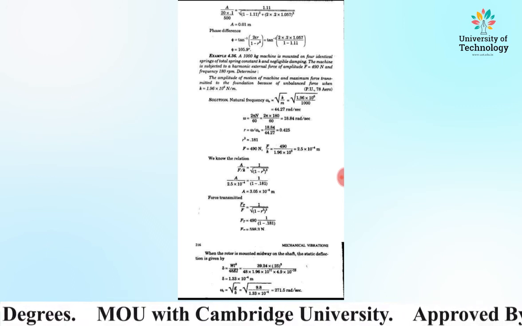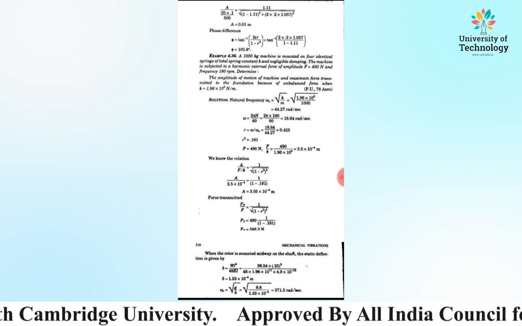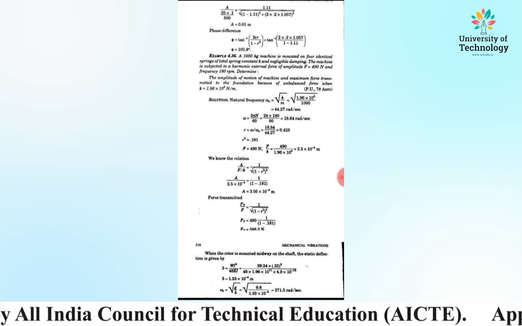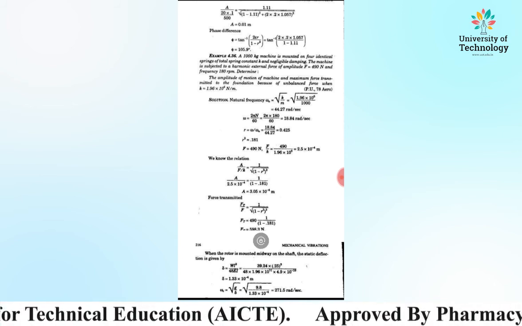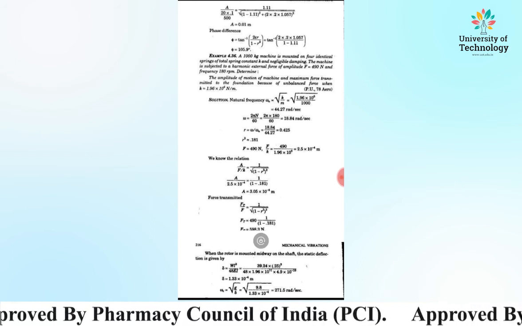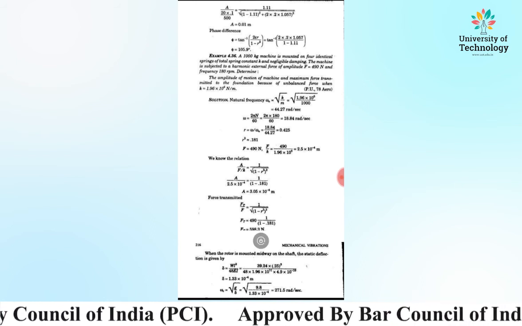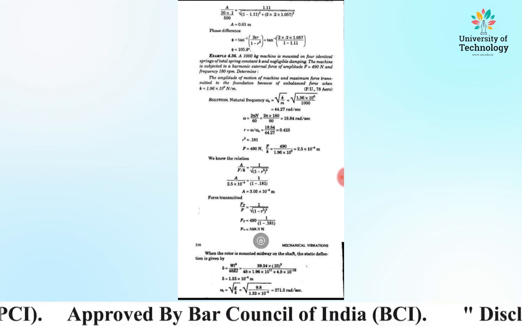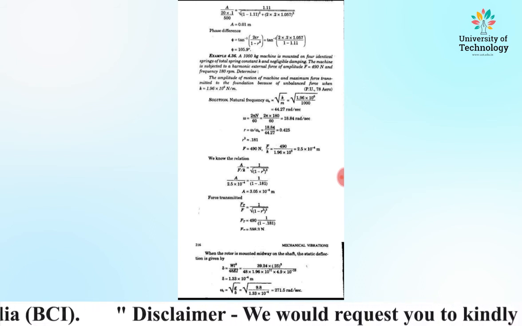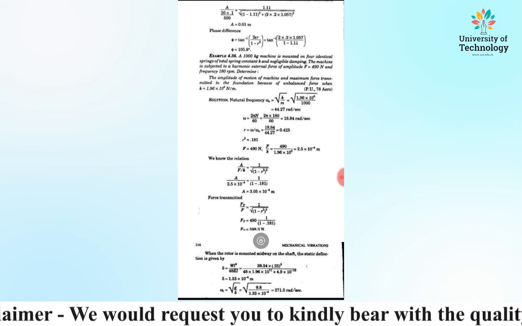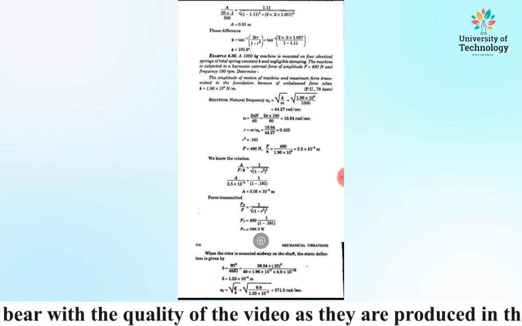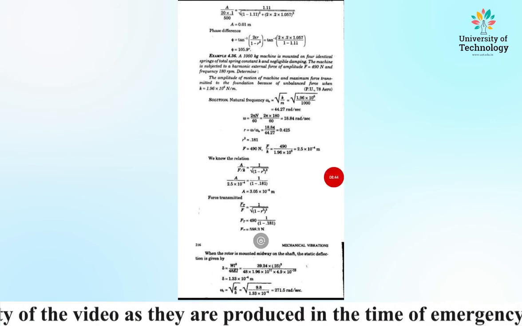We know the relation: amplitude upon F by k is equal to 1 upon (1 minus r squared). By putting the values of F, k and r, we get the value of amplitude. Here the amplitude we have to find, that is equal to 3.05 × 10^-4 meter.